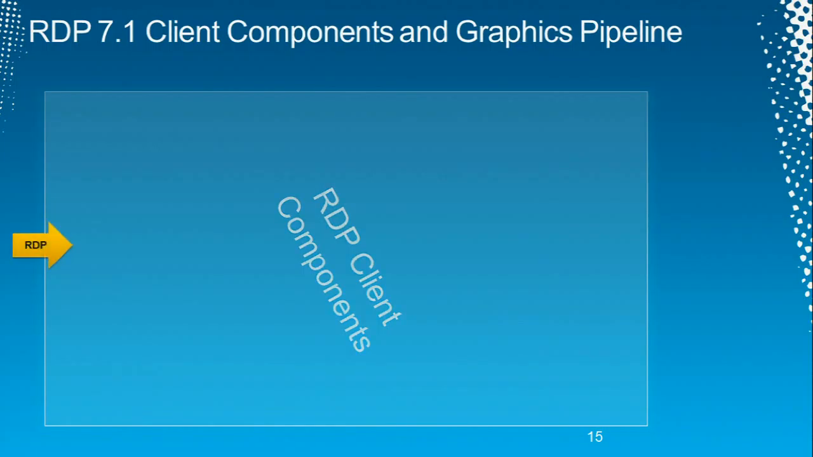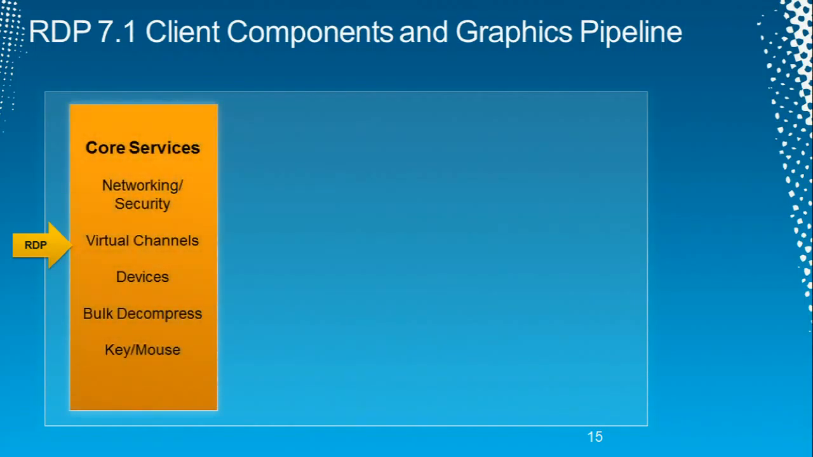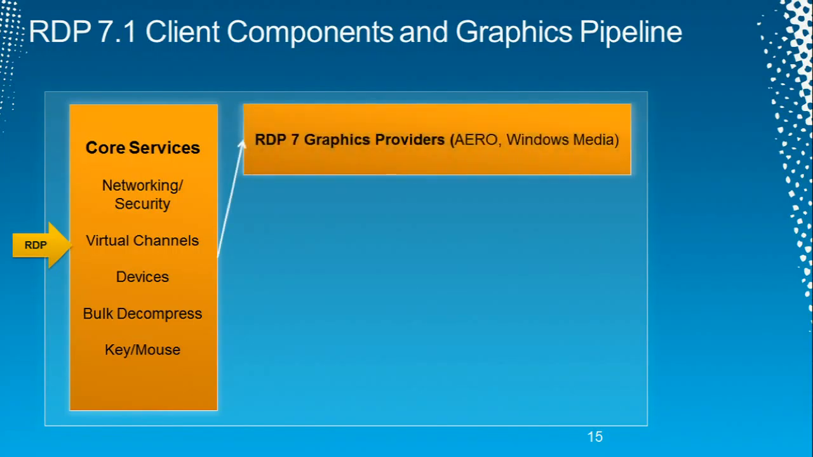So again, it's a classic RDP connection that comes in. The very first layer that comes up is the core services. This is standard RDP. And then after that, we have the RDP7 graphics provider. If you recall, this RDP 7.1 client will have functionality to make it work with other scenarios as well, like for TS. For example, if you have Windows Media, we can do some redirection. This is a feature that's available in RDP 7. So we'll make a detection of, is this redirected content.